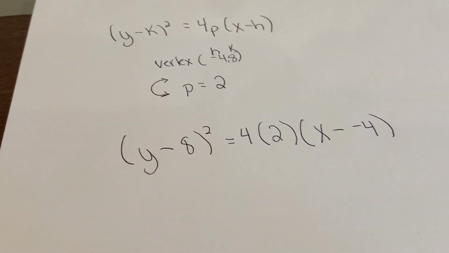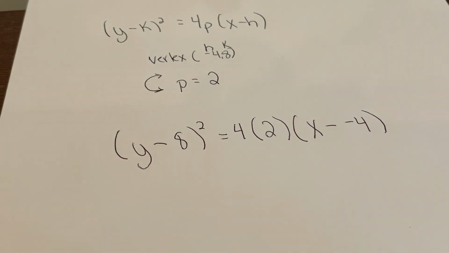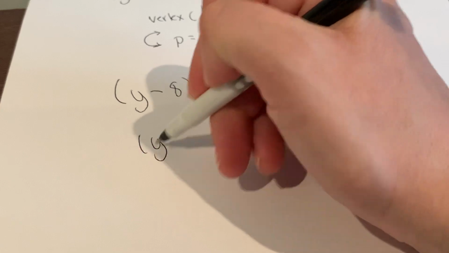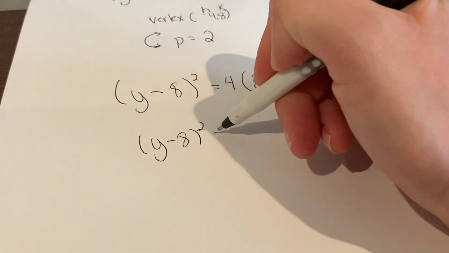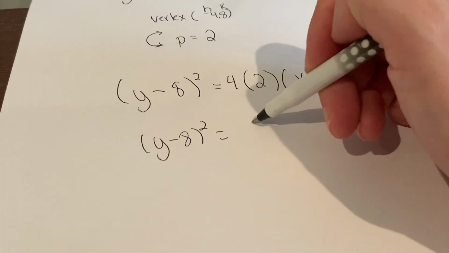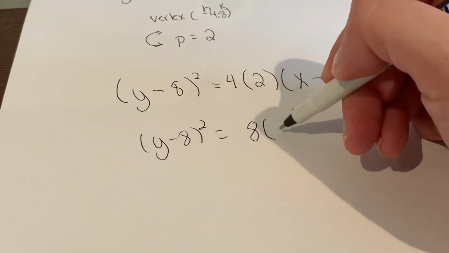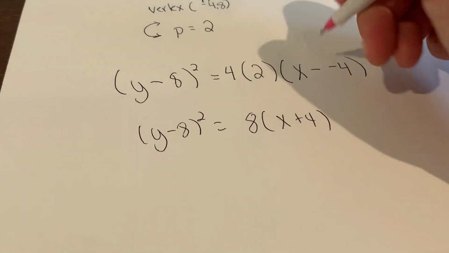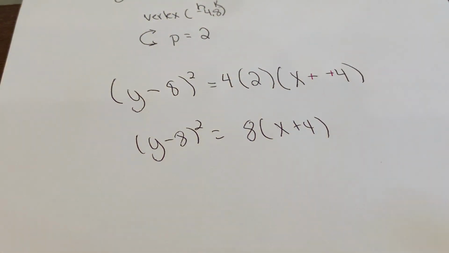So notice how there should be a double negative right there. And the last thing I just need you to do is just to clean it up. So we're going to come over here and we're going to write y minus 8 squared equals 4 times 2 is 8, and 2 negatives go to a positive, right? We know that if we have 2 negatives, it's going to go to a positive.